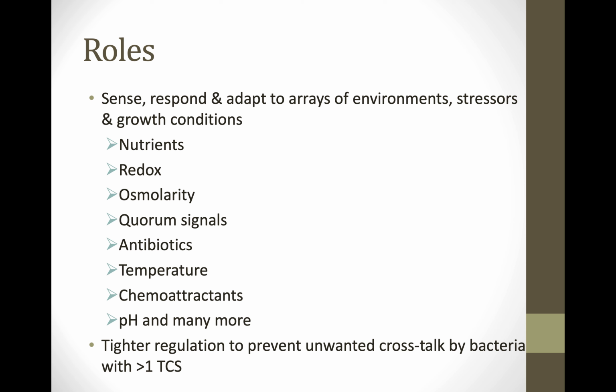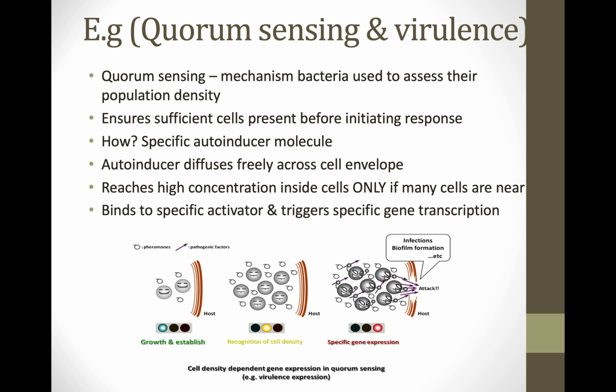Tight regulation is usually administered to prevent unwanted crosstalk in bacteria with more than one TCS. Now, what do I mean by crosstalk? Generally, it means that sometimes there is interference from one component system to another. When there is interference or crosstalk, it would play havoc with the expression of the gene or with the control of the adaptation. One example of a two-component system is quorum sensing and virulence.